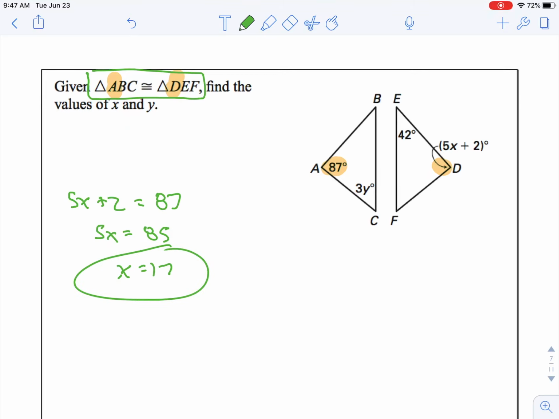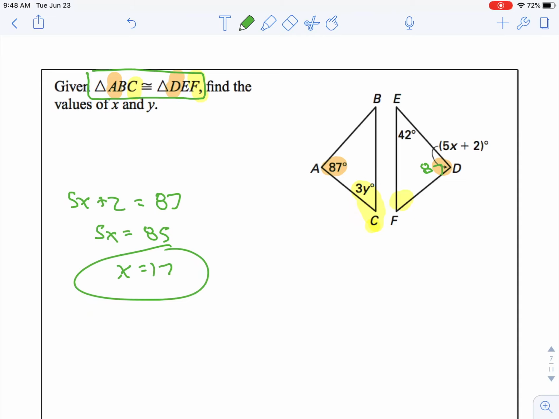So there's one of my answers. And now let's look at the rest of it. We need to find y, and y is angle C right here. And angle C corresponds to angle F. I don't know what angle F is, but I can find it by the fact that this has to be 87. We know that.